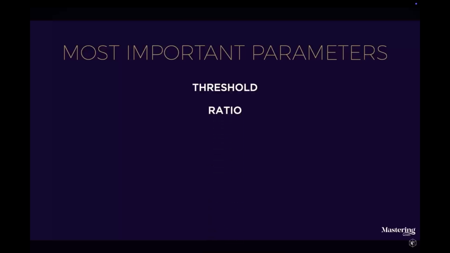2. Ratio. The ratio determines the amount of gain reduction applied to the signal once it exceeds the threshold. For example, a ratio of 4:1 means that for every 4 decibels the signal exceeds the threshold, only 1 decibel will pass through the compressor. Adjusting the ratio allows you to control the intensity of compression. Higher ratios result in more aggressive compression, while lower ratios provide gentler compression.